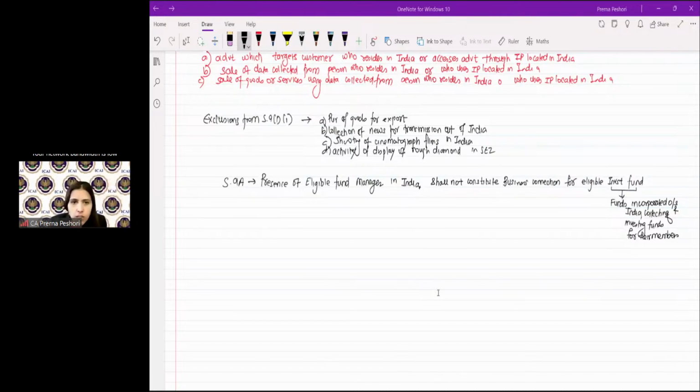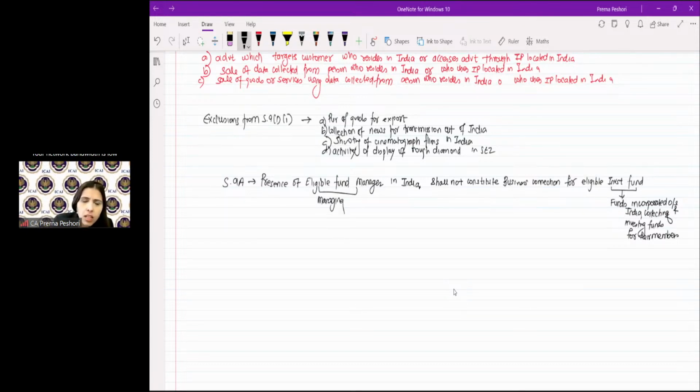If they satisfy certain conditions which are given under the Act, there are many conditions given. The investment should not exceed 20% of the corpus of the fund, and any particular member should not have more than 10% participation. The corpus of the fund should not be less than 100. So there are many conditions. But primarily, you have to understand that the investment fund is something that invests for its members, collecting and investing just like a mutual fund. And the eligible fund manager is who? Who is engaged in the activity of fund management, who is managing that fund in India.